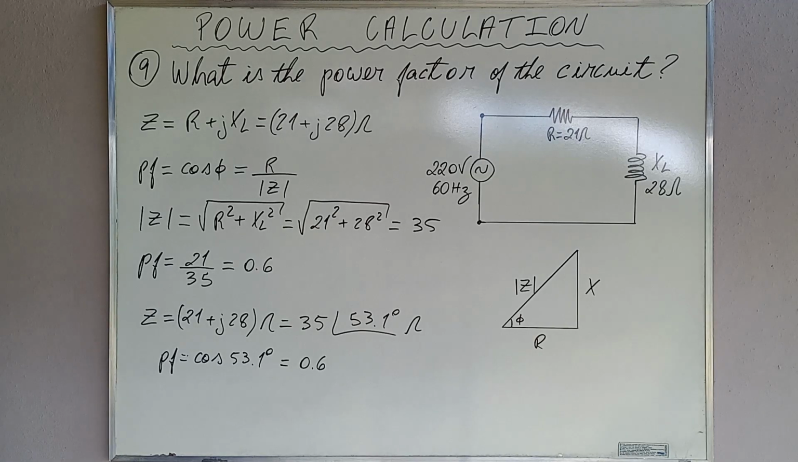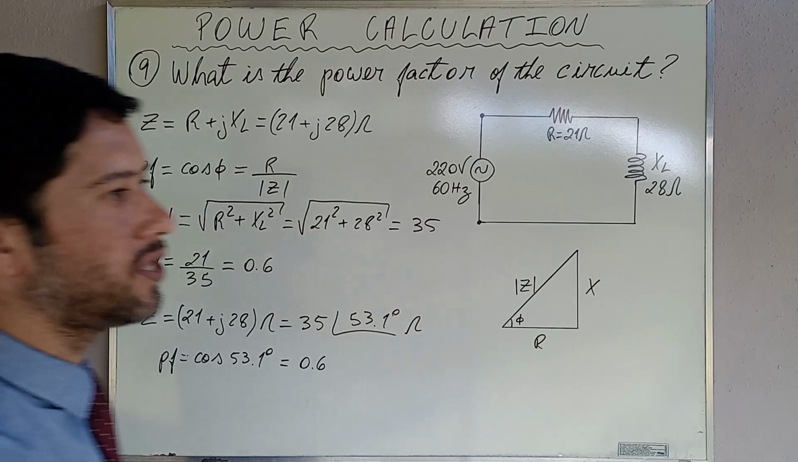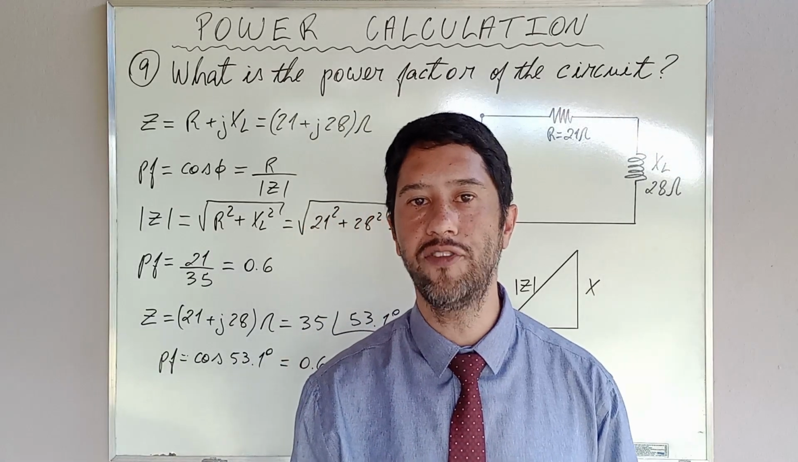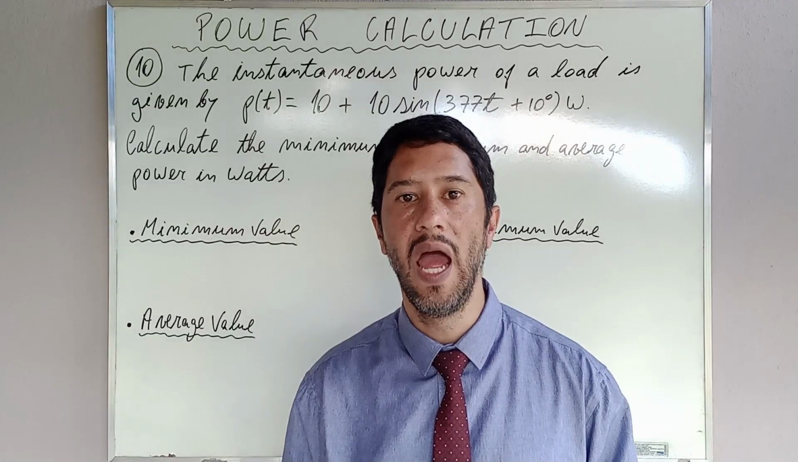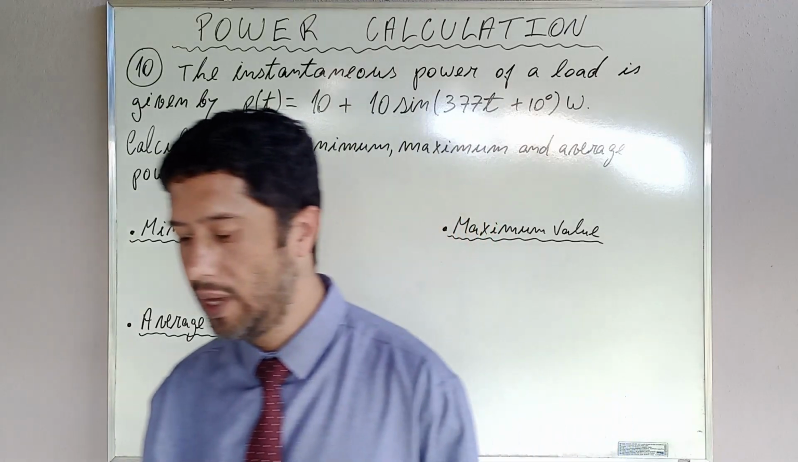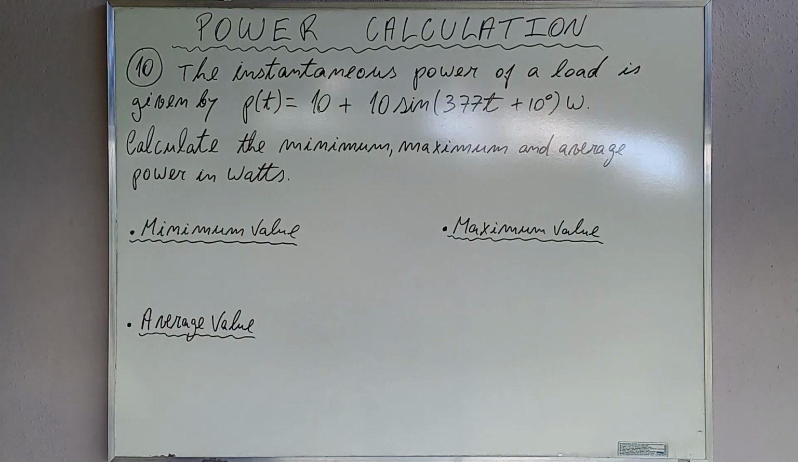And this is all for exercise number 9. Let's go to the next. Let's go to exercise number 10. Exercise number 10. The instantaneous power of a load is given by p(t) equals 10 plus 10 times the sine of 377t plus 10 degrees, in watts. Calculate the minimum, the maximum, and the average power in watts. That's the question.